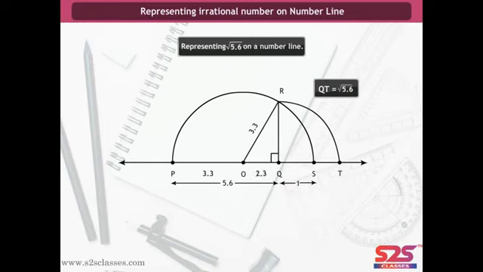Using the Pythagoras theorem in triangle OQR, QR square is equal to OR square minus OQ square, which is 3.3 square minus 2.3 square. Finally, reducing this, we get QR as the square root of 5.6. You remember that while constructing the arc, QR is equal to QT. Thus we justify the construction.